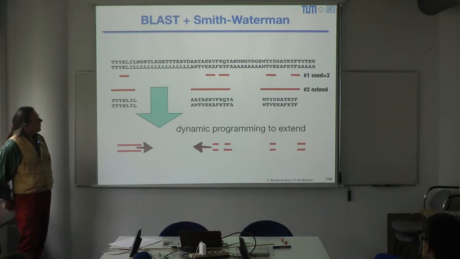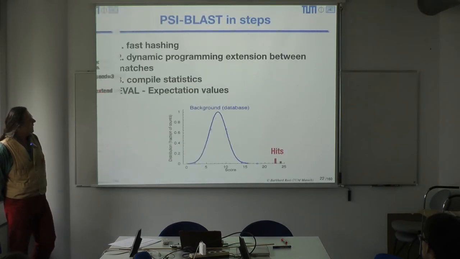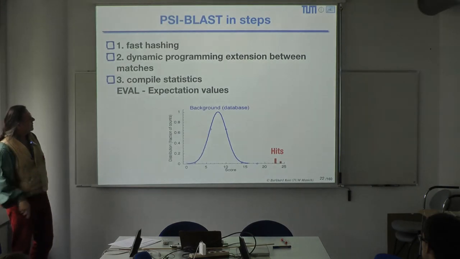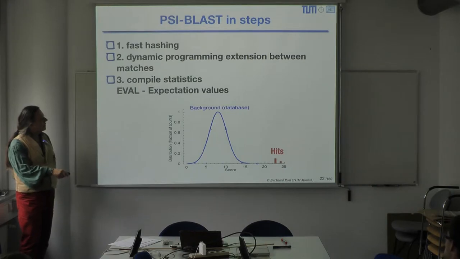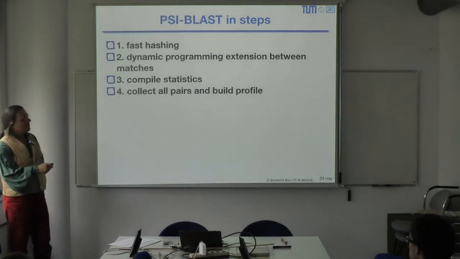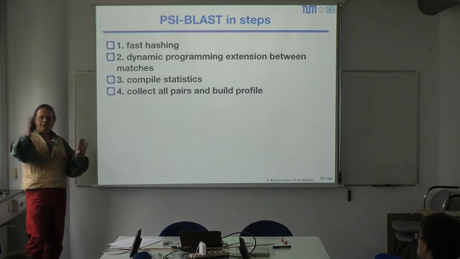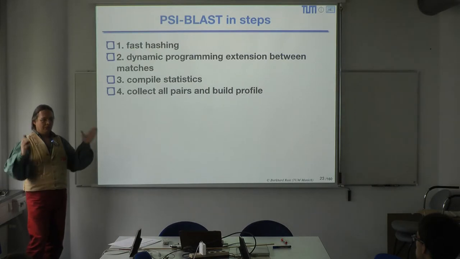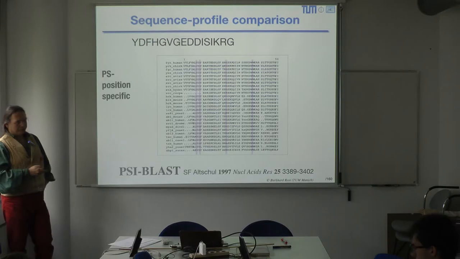Then you do dynamic programming to extend the regions in between. That is fast, because the regions in between are so small. Important is to get the statistics right. I mentioned that before, BLAST is getting increasingly better at this. You collect all the pairs, so essentially you do all I said, one against the database, collect all the pairs, build the profile, and then use that profile to align the next one into it.